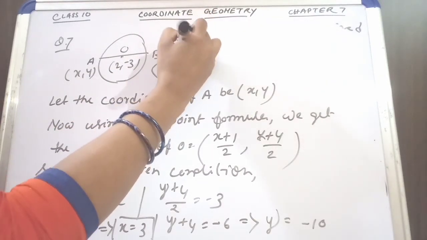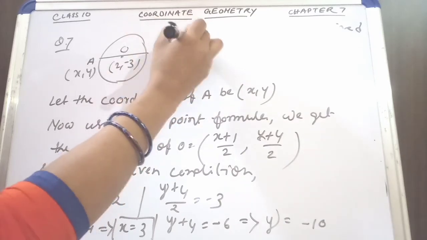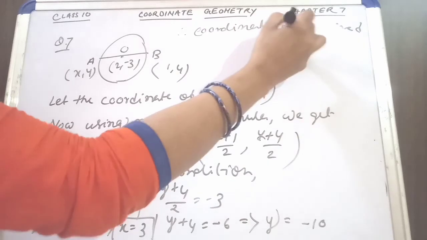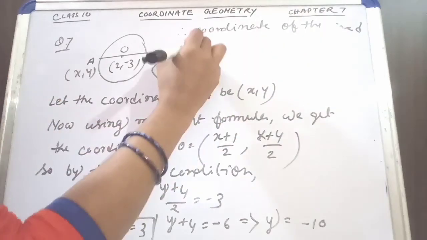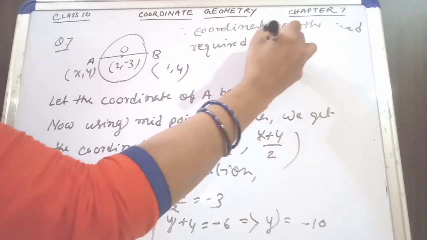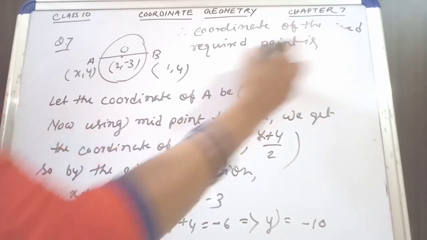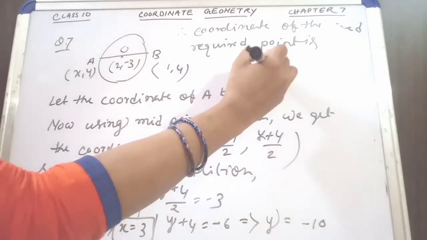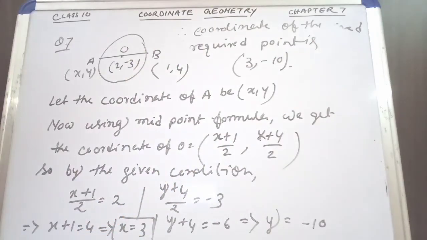That means the coordinate of the required point is 3 comma minus 10. That's the answer.